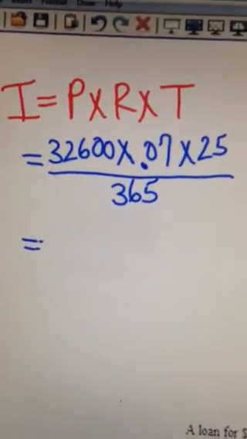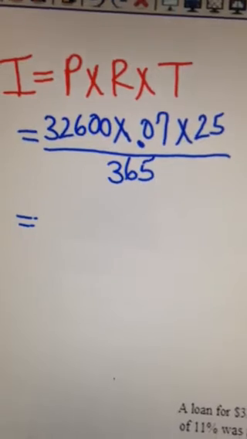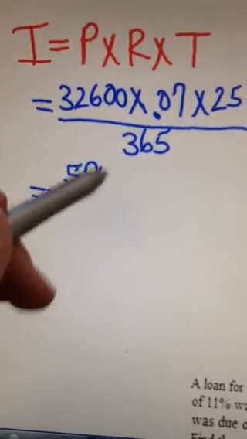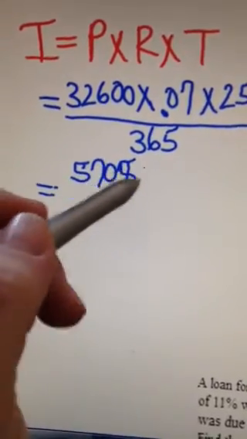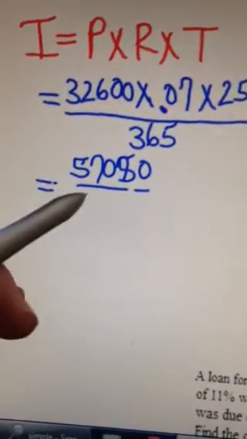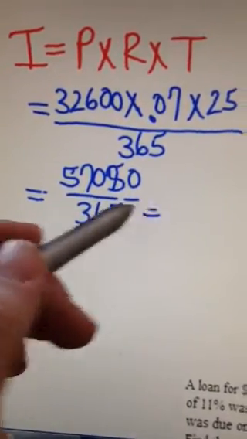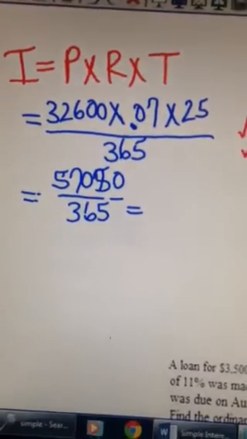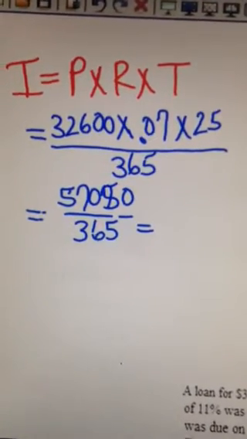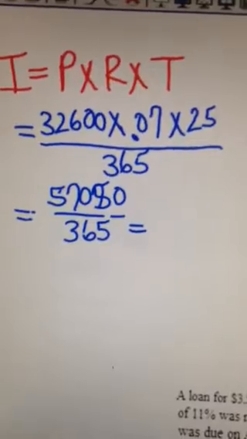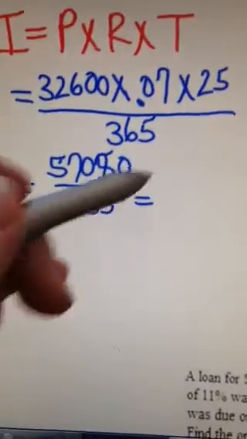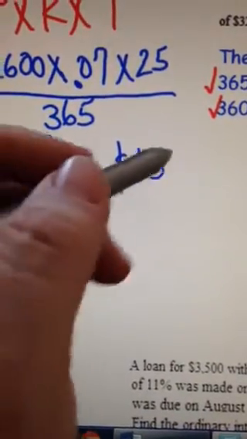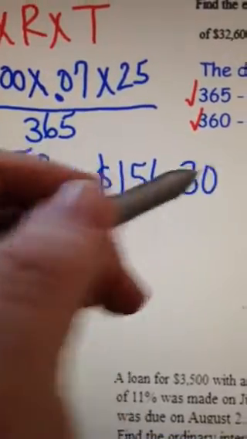It's a good idea to multiply the numbers all in the numerator first, and then divide by your denominator. So we have 50 over 365, and then just divide. Now, round your answer depending on the directions. In most cases, the directions will say round your answer to the nearest cent. So to the nearest penny, the exact interest is $156.30.